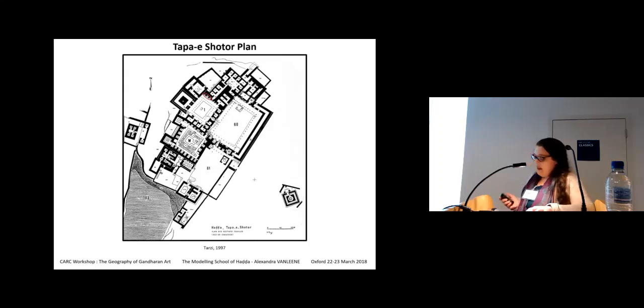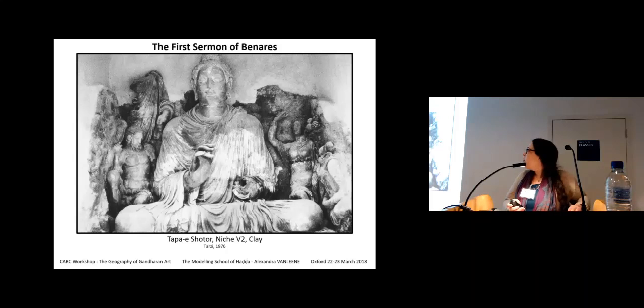Decorating the courtyard of the Vihara 1 in Tapa-e-Shotor, the niches V2 and V3 represent the first sermon of Benares, Buddha enthroned in colossal proportion, surrounded by acolytes. Excavations and study of these niches were conducted by Tarzi.